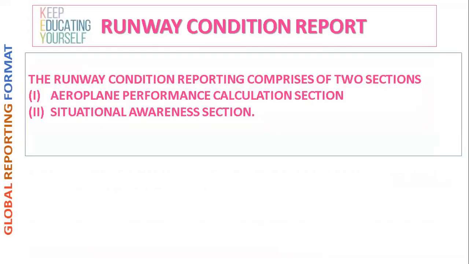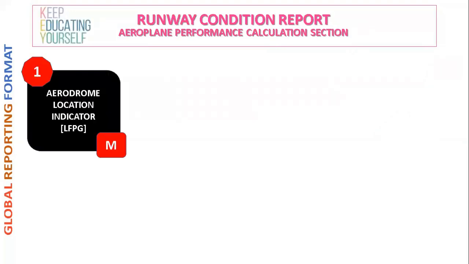Now, the runway condition report has 2 sections. The first section is the aeroplane performance calculation section, and the second section is the situational awareness section. First we will see all the elements of the aeroplane performance calculation section. The first element is aerodrome location indicator.